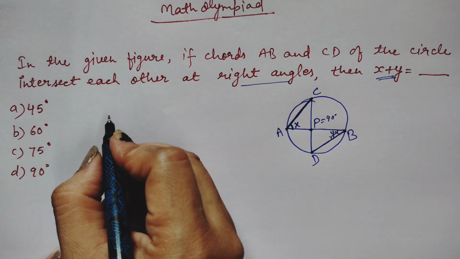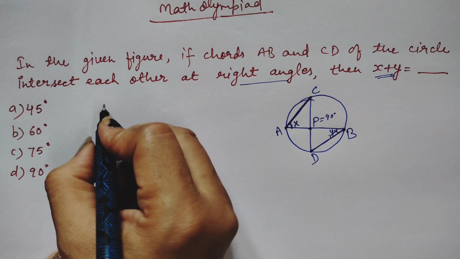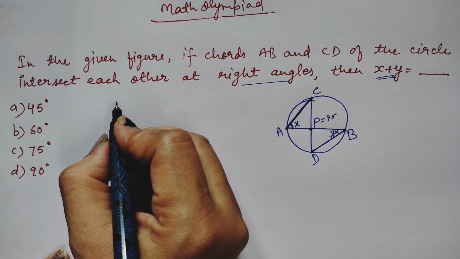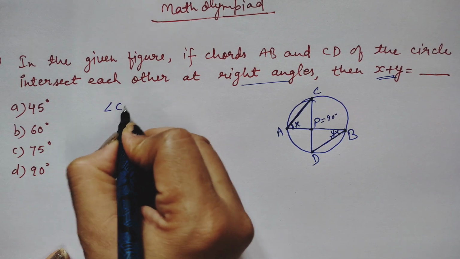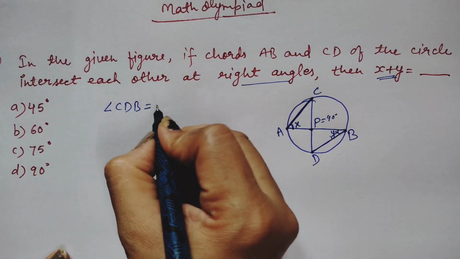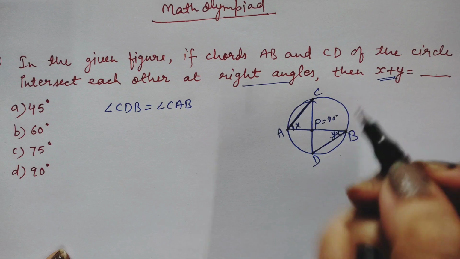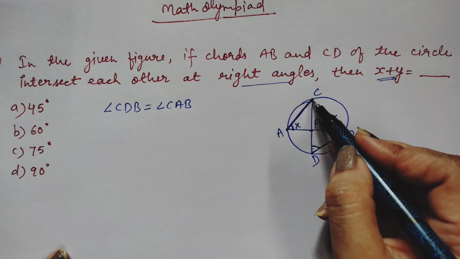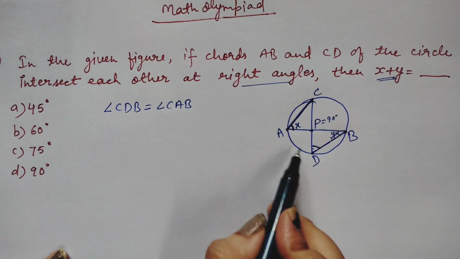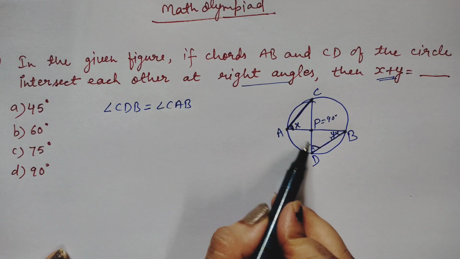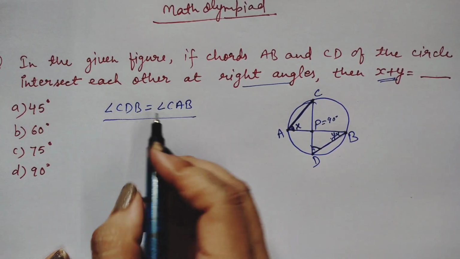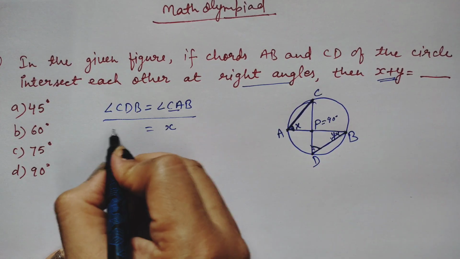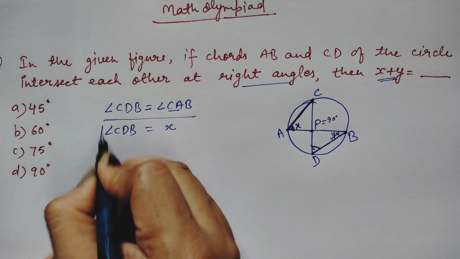So we are using here the concept: angles in the same segment are equal. We know the property of the circle: angle CDB is equal to angle CAB. You can see here this angle CDB and this angle CAB. These two angles are in the same segment, so they are equal, and CAB is already given as x, so it means CDB is also x.